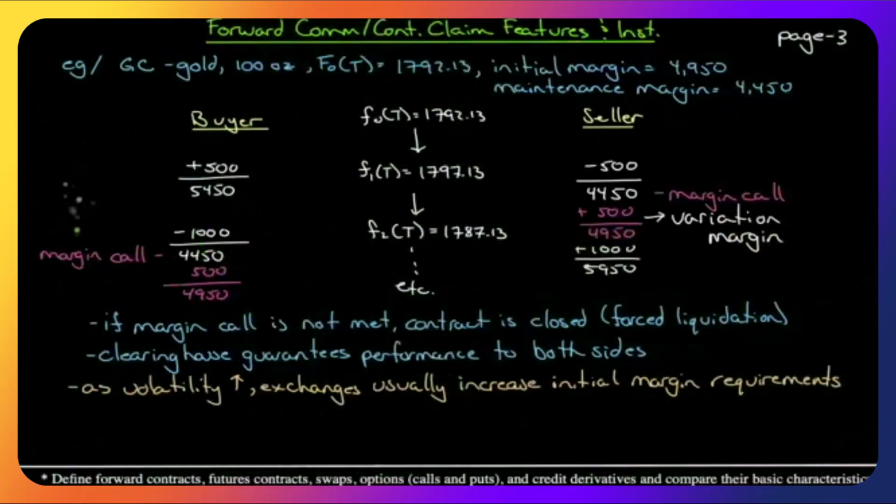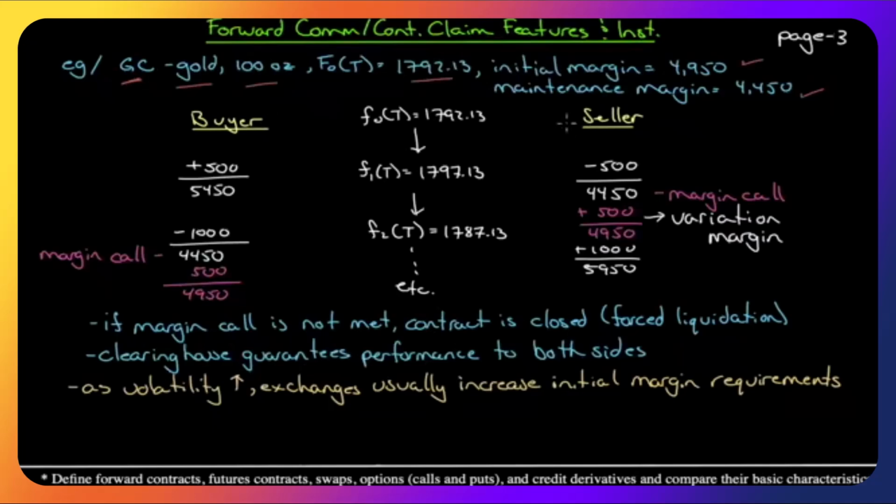So let's walk through an example of mark-to-market and margin calls, and we'll use one of the examples from the reading itself, and I'll just take it a little bit further than they do. So GC is the ticker for the gold futures contract. The underlying is 100 ounces of gold. At contract inception, the futures price is $17.9213. The contract calls for an initial margin of $49.50 and a maintenance margin of $44.50.